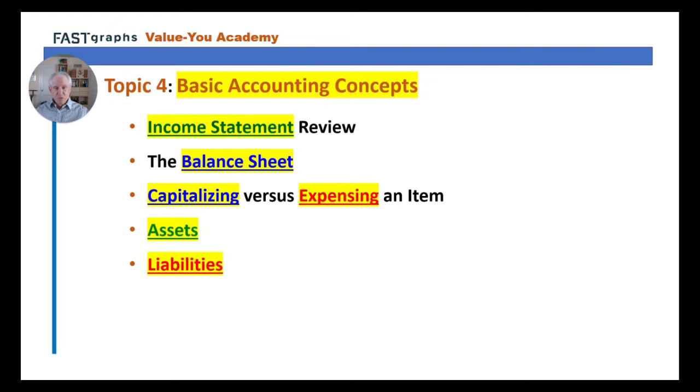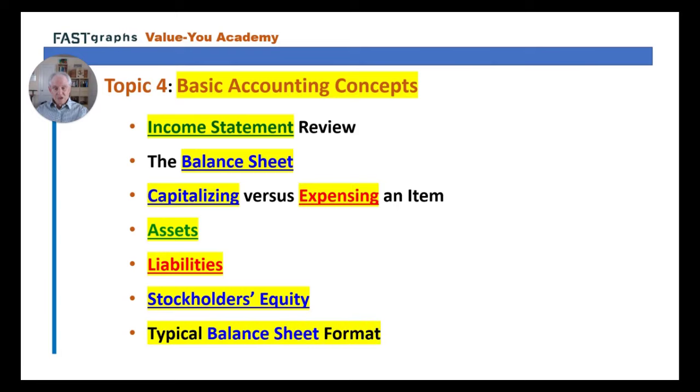So the difference between what we own and what we owe in GAAP accounting, accrual-based accounting, is, if it's a public company, stockholders' equity. In our personal lives, it's our net worth. So we're going to look at the typical balance sheet format, how it's laid out.